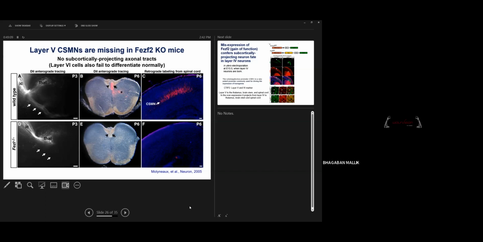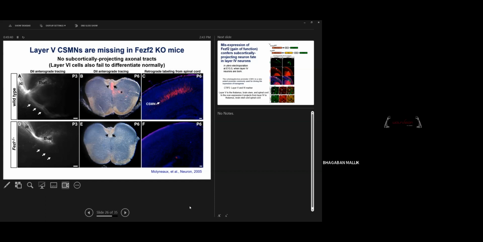So you can see that you have this neuron present in the wild type mouse, which is missing in these FEZ-F2 knockout mice. So some of the neurons are missing, and also if you look at some of the projecting neurons in the spinal cord, these are called corticospinal motor neurons. They are present in the wild type mouse, and these corticospinal motor neurons are missing when there is a loss of the FEZ-F2 transcription factor.